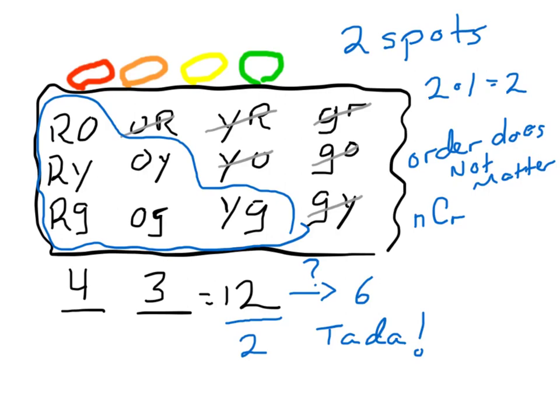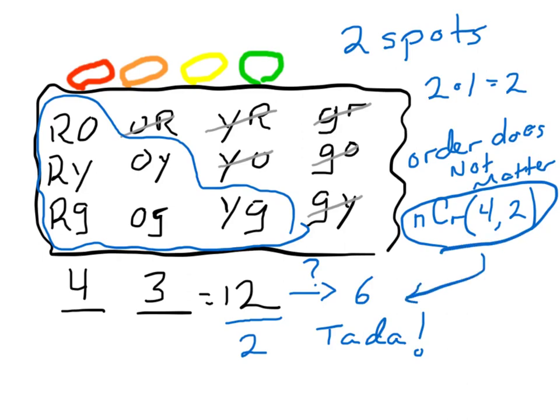Okay, that's big. So you could say nCr of 4 things in 2 spots, right? Or 4 things in 2 spots, and that's what you could type in. That would also give you 6. Okay?